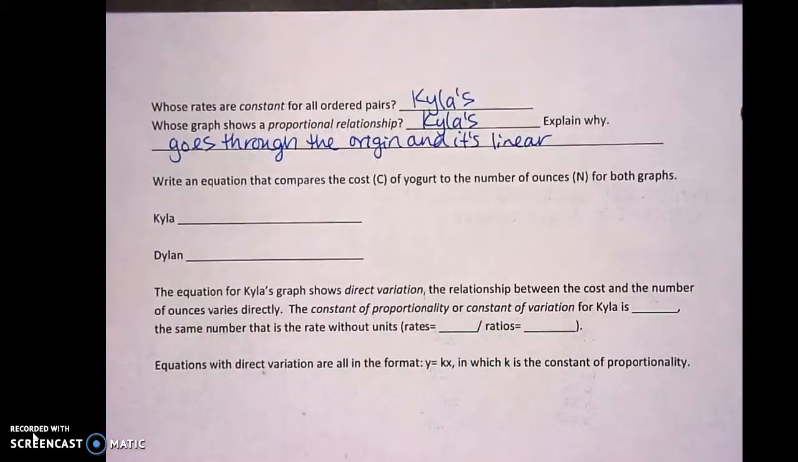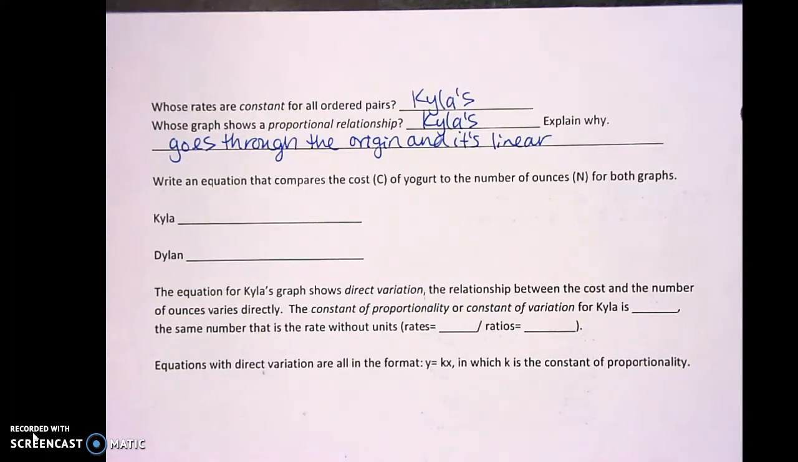Now, moving on to the new part. That's all review. Write an equation that compares the cost of yogurt to the number of ounces for both graphs. So this is where we're bringing in direct variation. How do we write an equation for proportionate and not proportionate data?